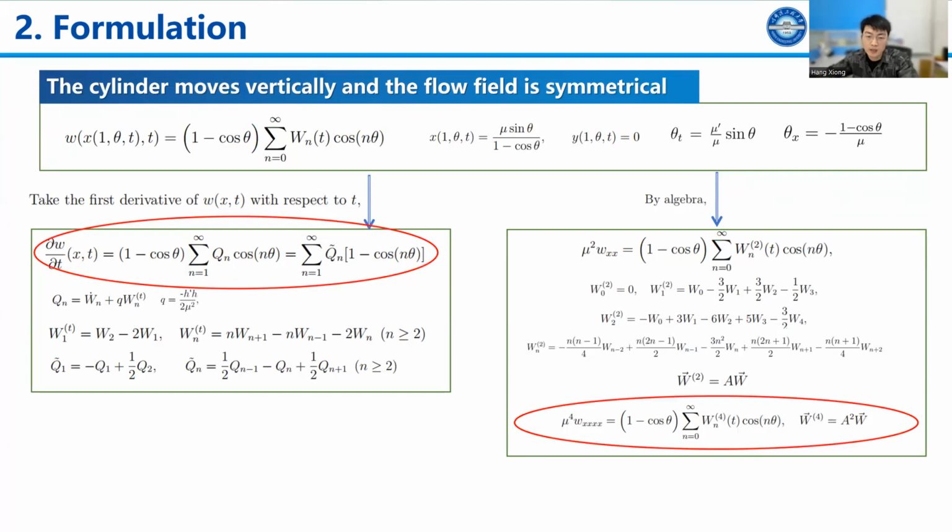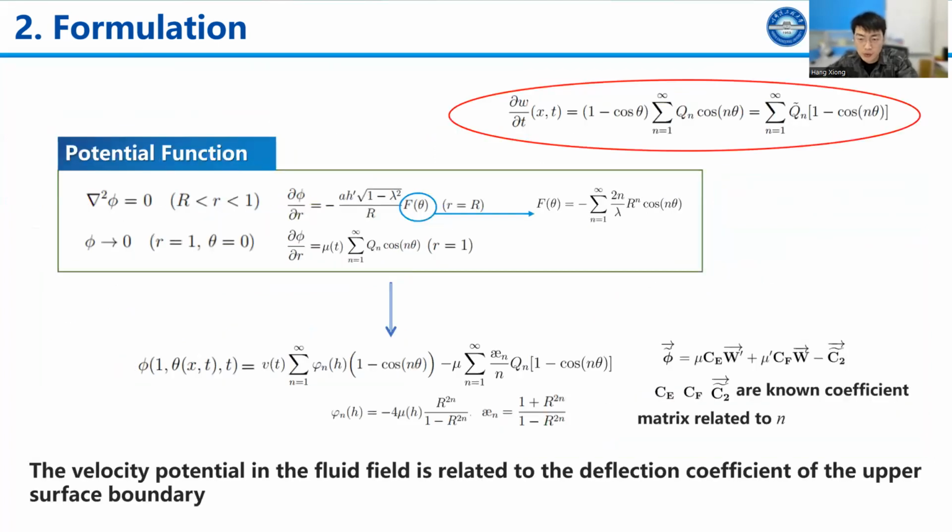Okay, then we substitute the partial derivative of w with respect to t into the boundary value problem of the potential function within the conformal mapping ring. The velocity potential in the fluid field can be solved by the separation of variables method. The velocity potential is related to the deflection coefficient of the upper surface boundary. And then these coefficients are known matrices related to n.